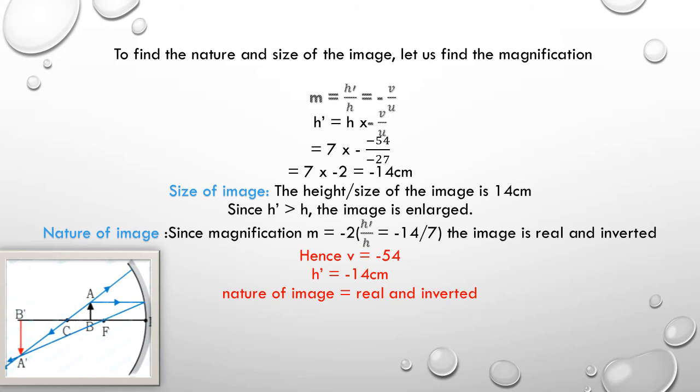Now the magnification value m, if we substitute the values in h dash and h, that is minus 14 by 7, we get m as minus 2. So magnification has a negative value, that itself shows that the image is real and inverted, and m is having a value greater than 1. So that also confirms that our image is magnified. So hope it is clear. The object is formed 54 centimeter in front of the mirror. The height of the image is 14 centimeter and the nature of the image is real and inverted.